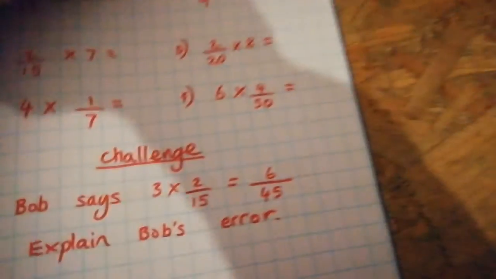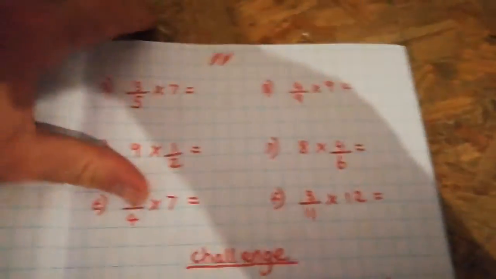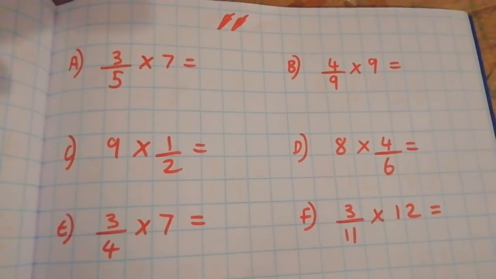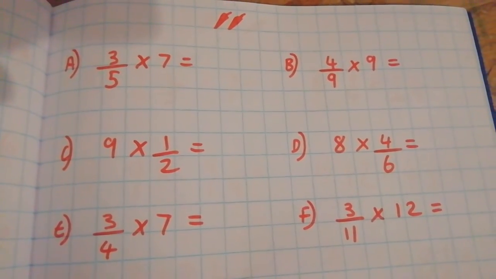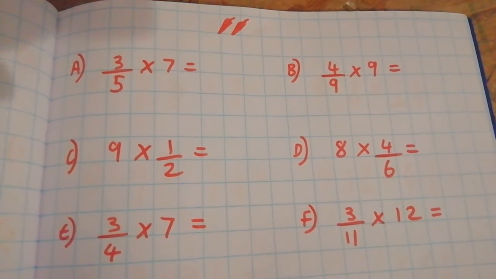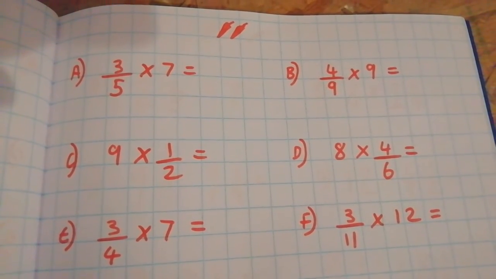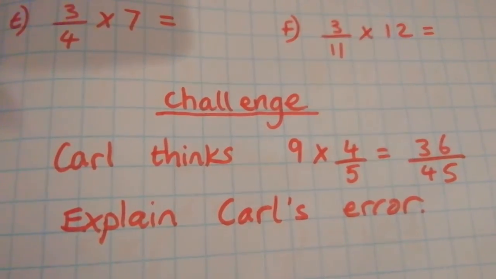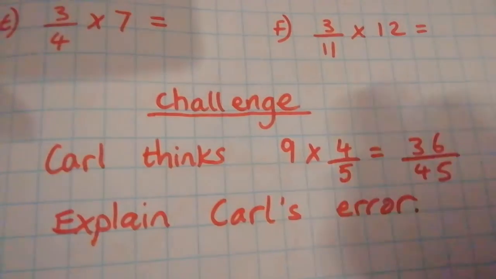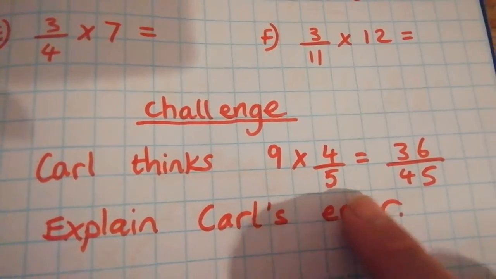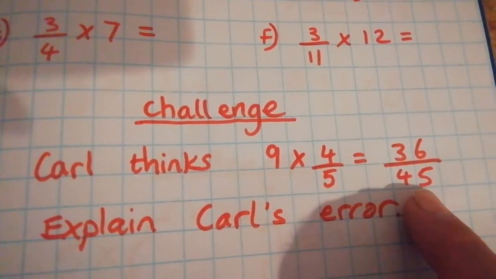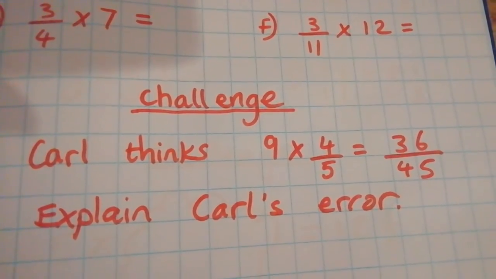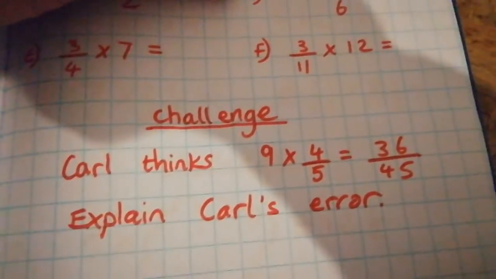Chili 2 people. We're all the way up to these ones here. I'll pause there for a second for you to see them all. And your challenge is here. Carl thinks that 9 times 4/5 equals 36/45. Can you explain Carl's error? Because he has got it wrong.